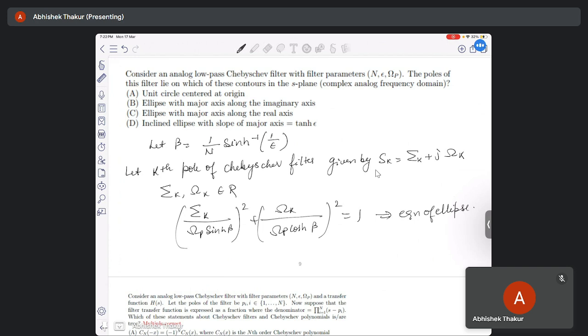As cosh beta is greater than sinh beta for real values of beta, the semi-major axis is along the imaginary axis and the semi-minor axis is along the real axis.